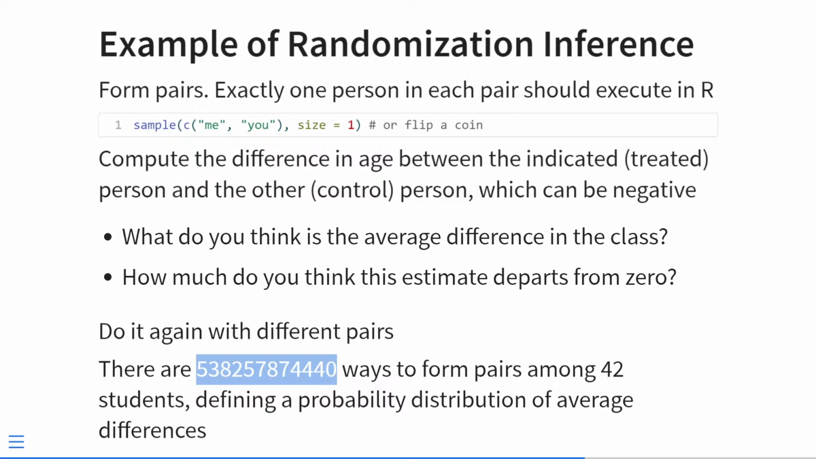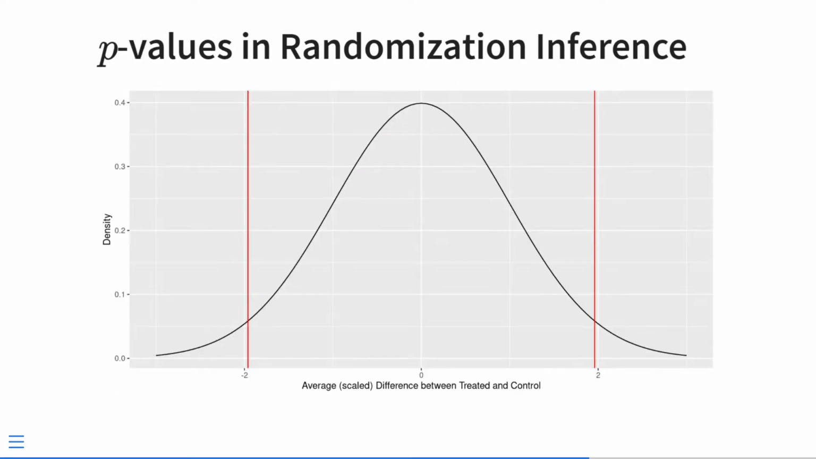And that distribution is going to have a center at 0, but it's not going to be exactly 0. It could be a little bit positive. It could be a little bit negative. How positive and how negative it could be might be described with a distribution like this. This is the standard normal distribution, and this is where p-values originally come from.